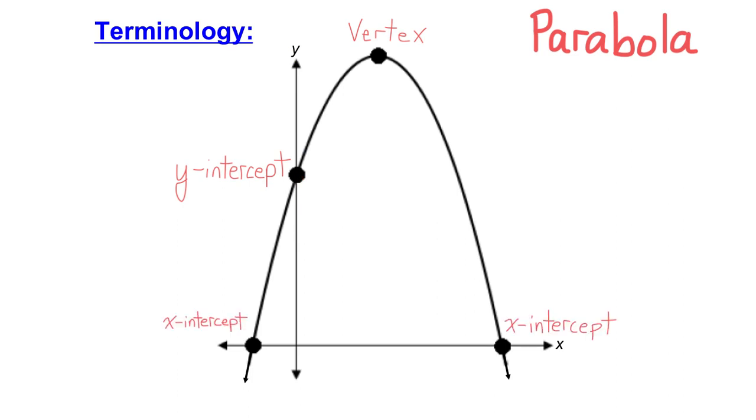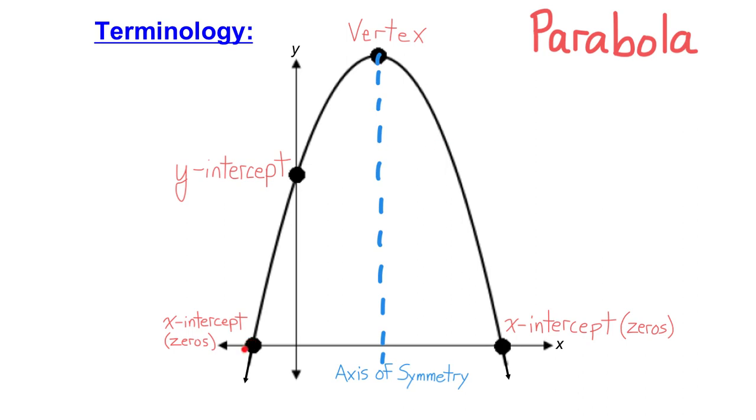Now your x-intercepts are where your parabola crosses the x-axis, and often we call them zeros as well as x-intercepts, but it means really the same thing. Now every parabola has an axis of symmetry. This is a vertical line that goes through your vertex, and we call it an axis of symmetry because it's the line over which the parabola is symmetrical. It's a mirror image on either side.